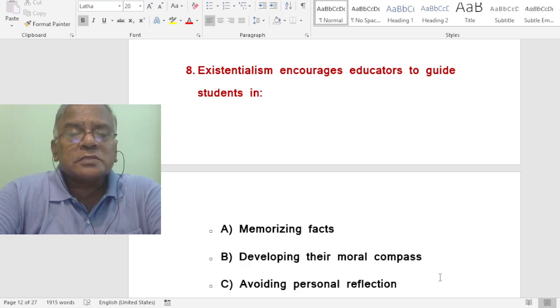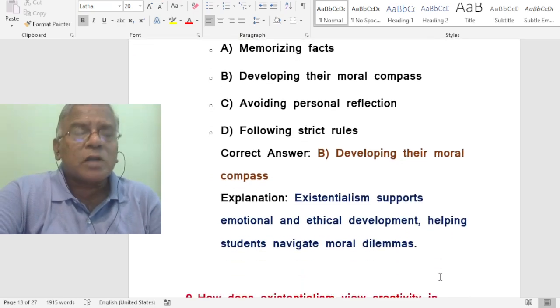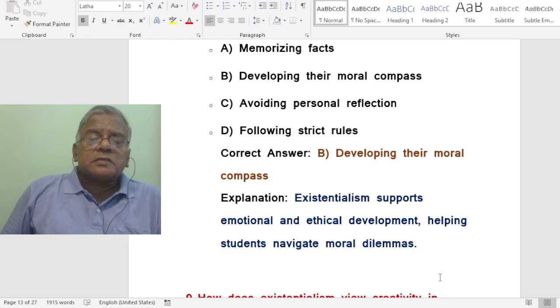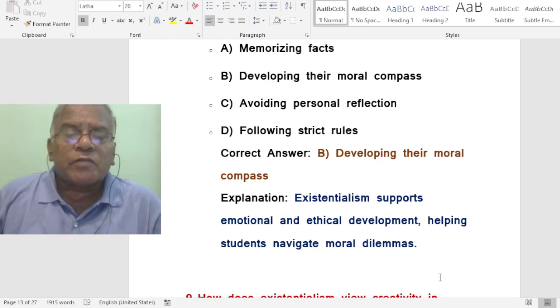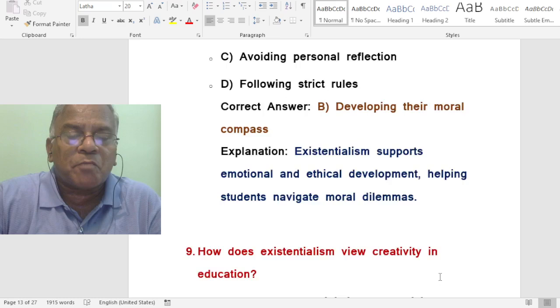So, existentialism encourages educators to guide students in developing their moral compass. Existentialism supports emotional and ethical development, helping students to navigate moral problems, moral dilemmas.